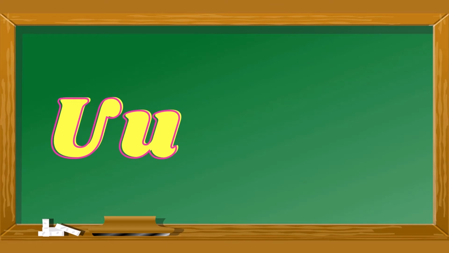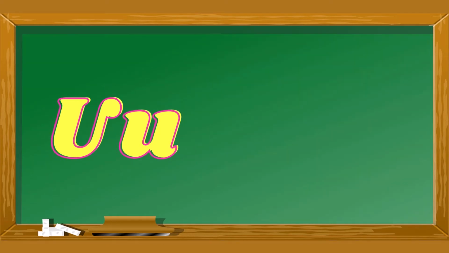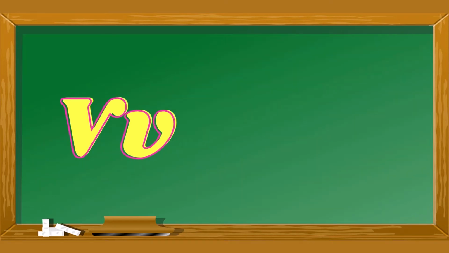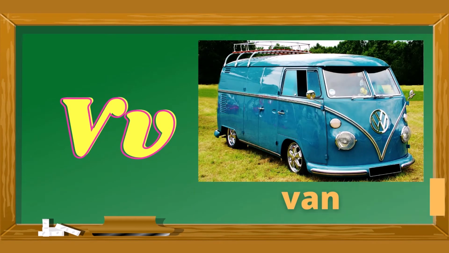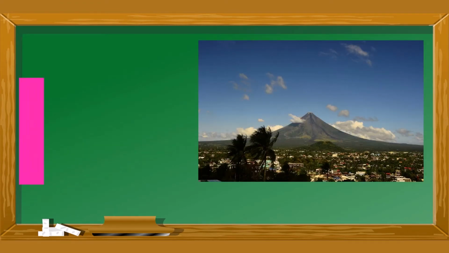Letter U. U for ukulele. Letter U. U for umbrella. Letter V. V for van. Letter V. V for volcano.